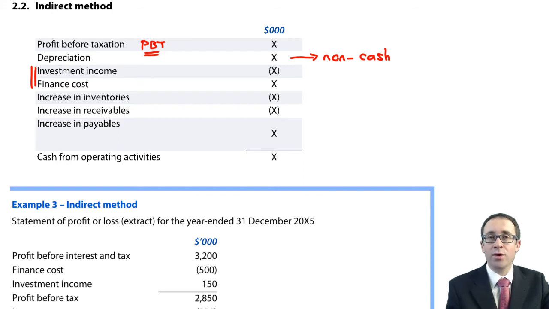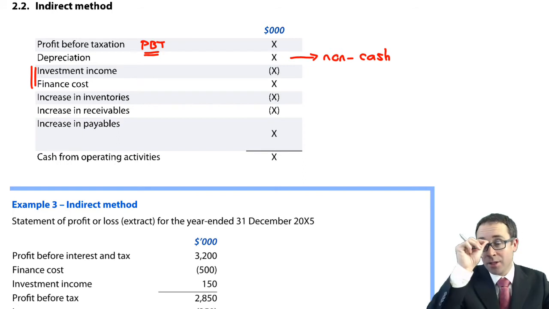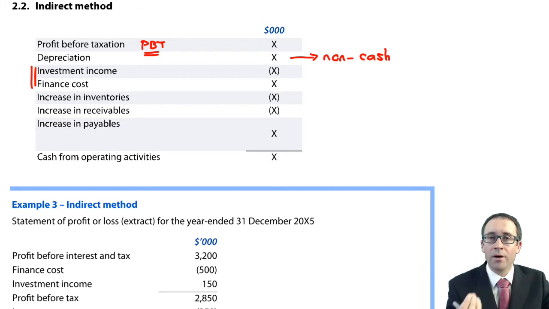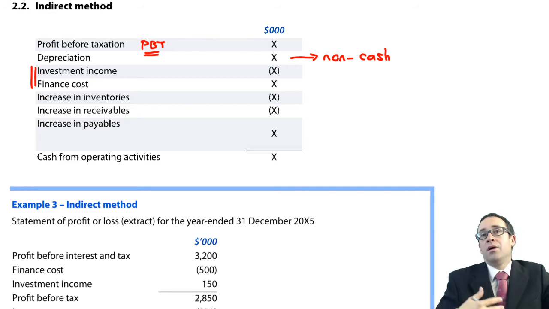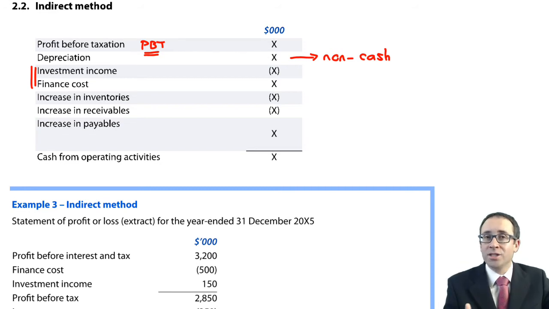Likewise, if you've got an increase in receivables, it means that your sales have gone up on credit, doesn't it? Because you've debited receivables, credited sales. So as the receivables have gone up, your sales have gone up. If your sales have gone up, your profit's gone up. But if you've not collected the cash, then you need to remove that increase in receivables to get back to a cash figure, don't we?